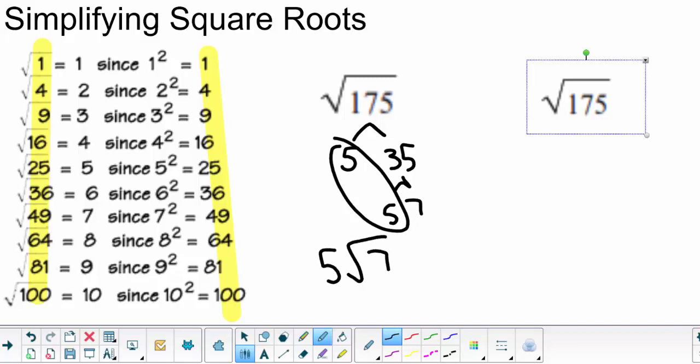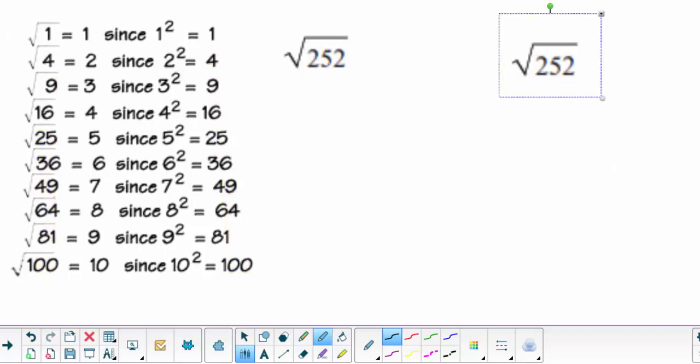Now the other way to look at this would be to look at my perfect squares and find the biggest one that divides into it evenly. So we could break it apart like this. That would be 25 times 7, right? And the square root of 25 is 5. So if you're good with your perfect squares, the perfect square method could definitely be a quicker route.